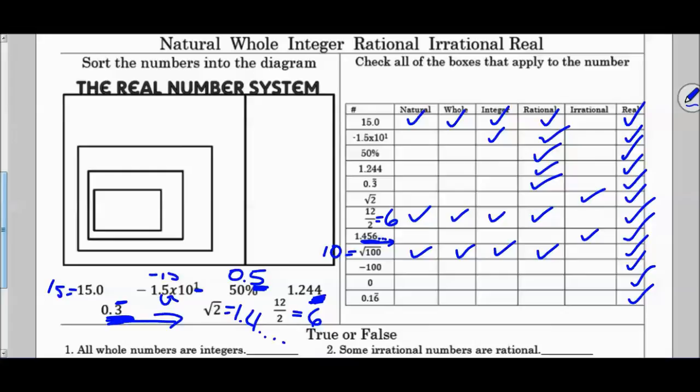Negative 100 is an integer. Since it's negative, it can't possibly be in either of these two. But since it's an integer, it has to also be rational. 0 is the whole number. If it's a whole number, it's an integer, and it's also rational. And 0.16 repeated, that's a repeating bar over that. That means that goes on forever, and that's a rational number.